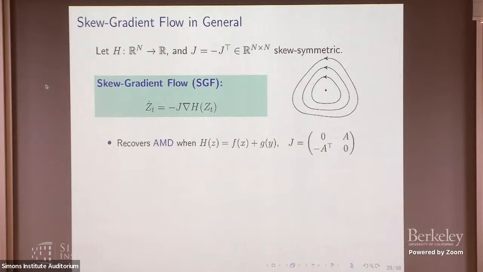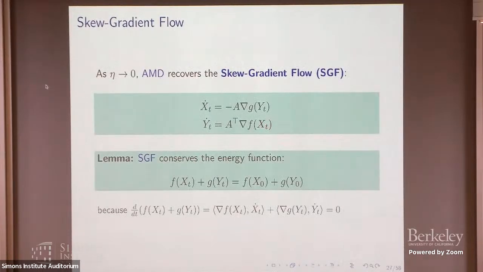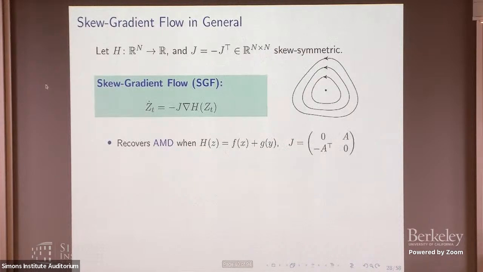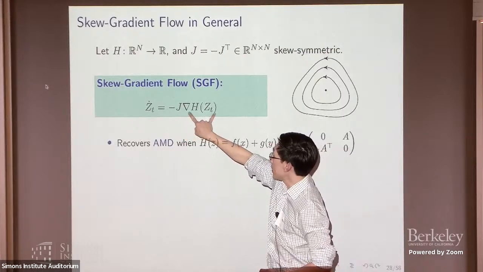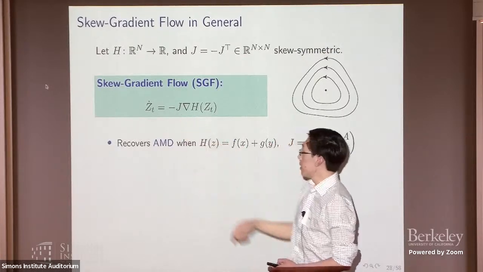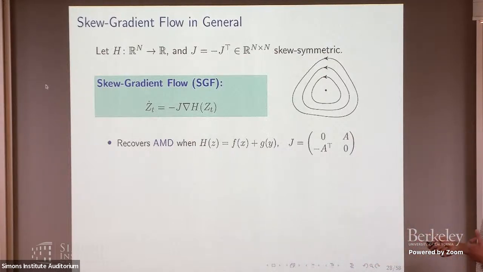Okay, so this is in terms of the x and y variables. Let me call z the global variable (x, y). Then we can define it more generally: given any differentiable function h, let me pick a matrix J which is skew symmetric. Then let me define the skew gradient flow as this ODE, where the velocity is the gradient multiplied by the skew symmetric matrix. This recovers the alternating mirror descent case when this h function is f(x) plus g(y), and this matrix J is this skew symmetric matrix.